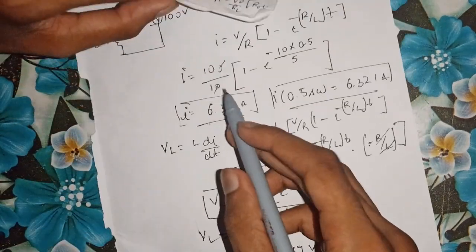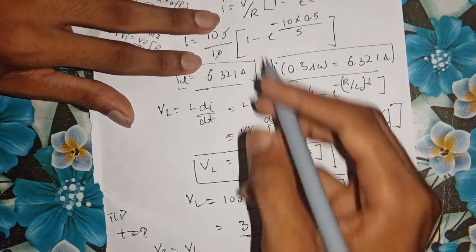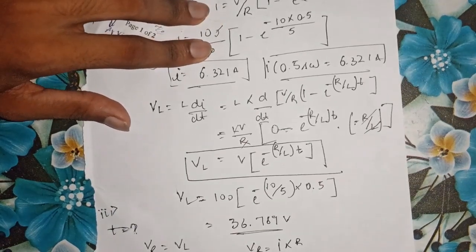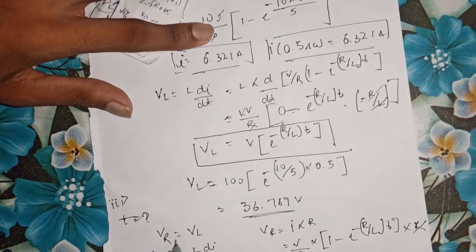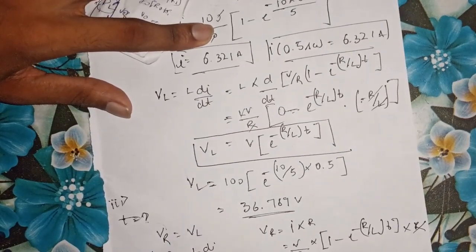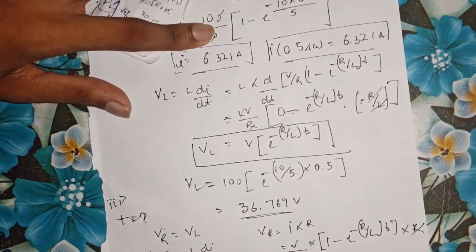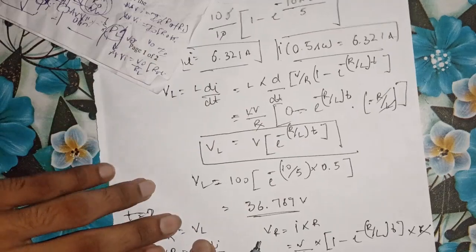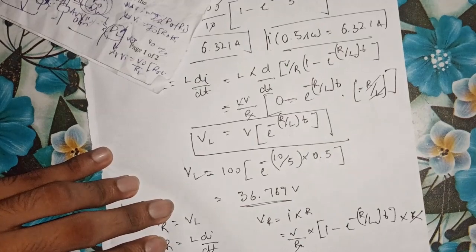We know the value of current. So the voltage across resistance will be I into R. We know the value of current as V by R multiplied by 1 minus e to the power of minus R by L into t. Multiplying by the resistance, you get the voltage V_R as V into 1 minus e to the power of minus R by L into t. So this is the voltage drop across resistance, and the voltage drop across inductance is already calculated, which is V into e to the power of minus R by L into t.